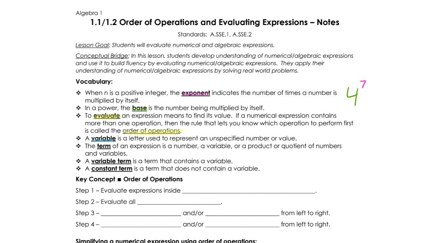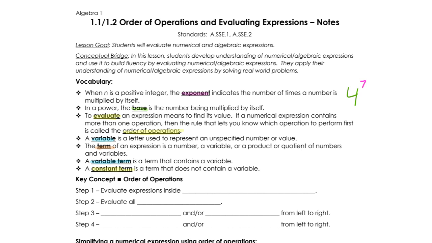Next, we have a variable is a letter used to represent an unspecified number or value. The term of an expression is a number, a variable, or a product or quotient of numbers and variables. And then next we have a variable term is a term that contains a variable. And then we have a constant term is a term that does not contain a variable.